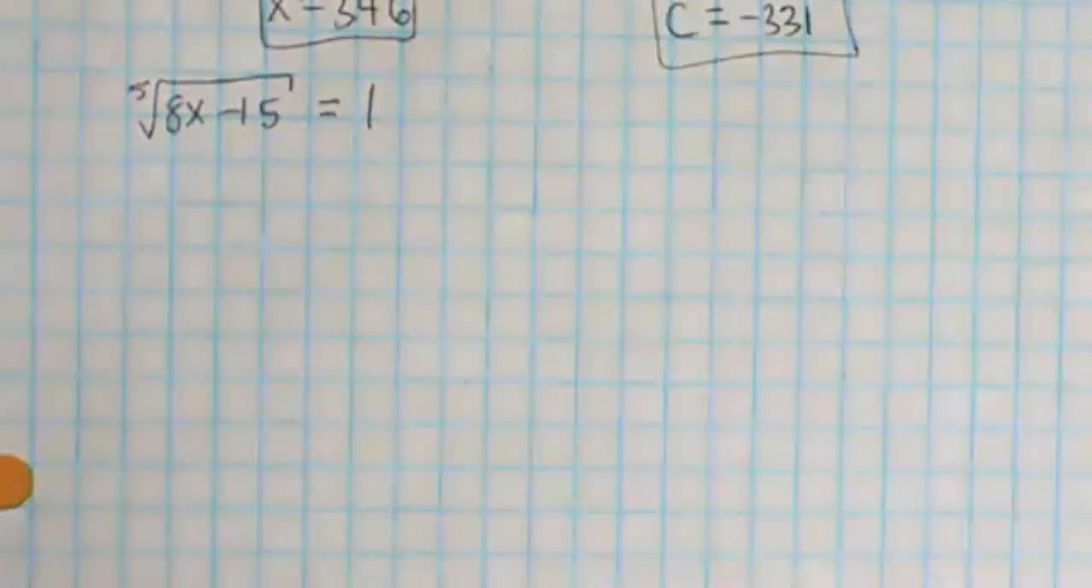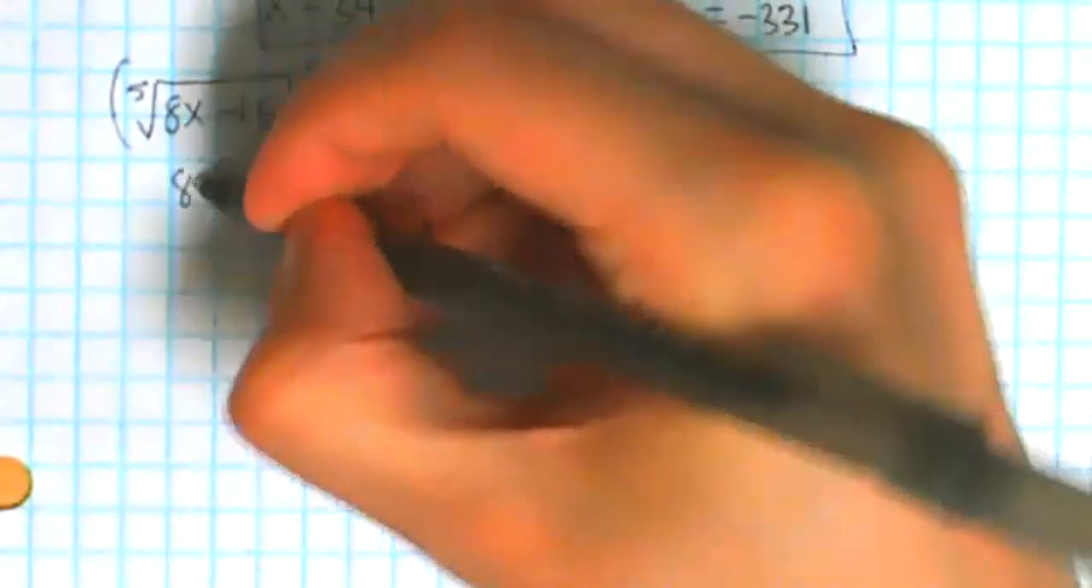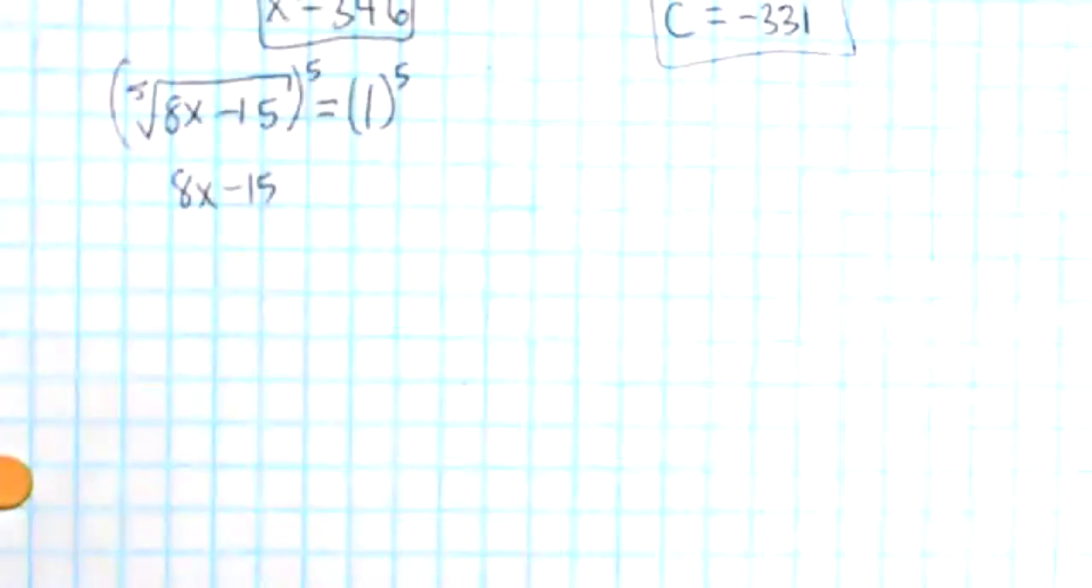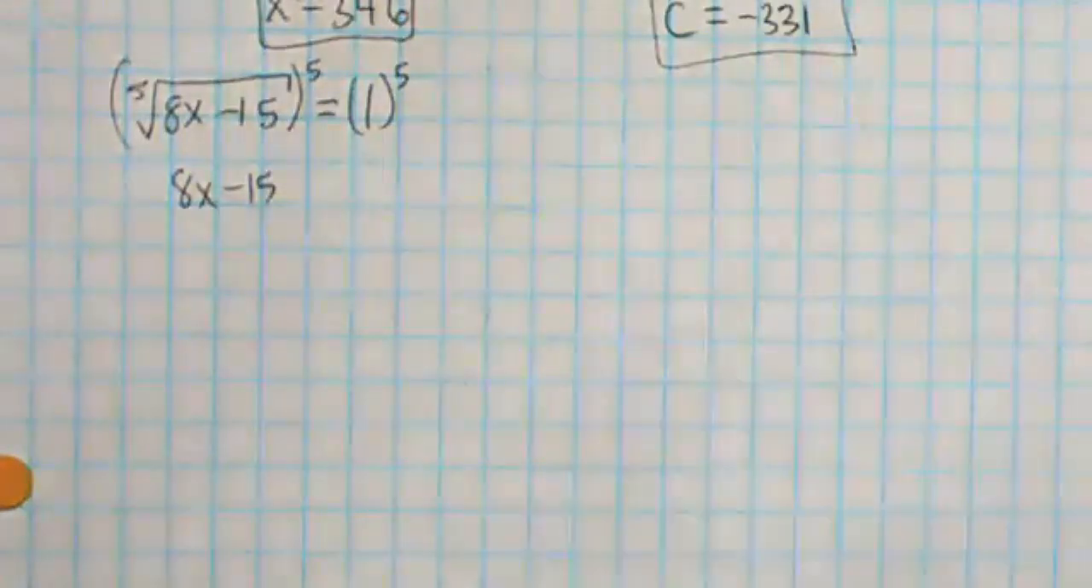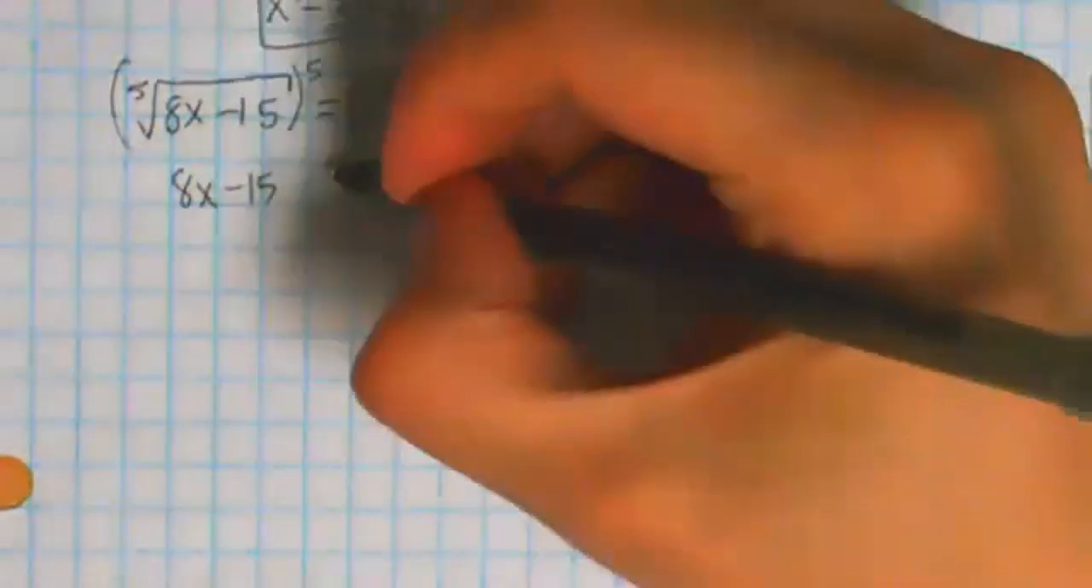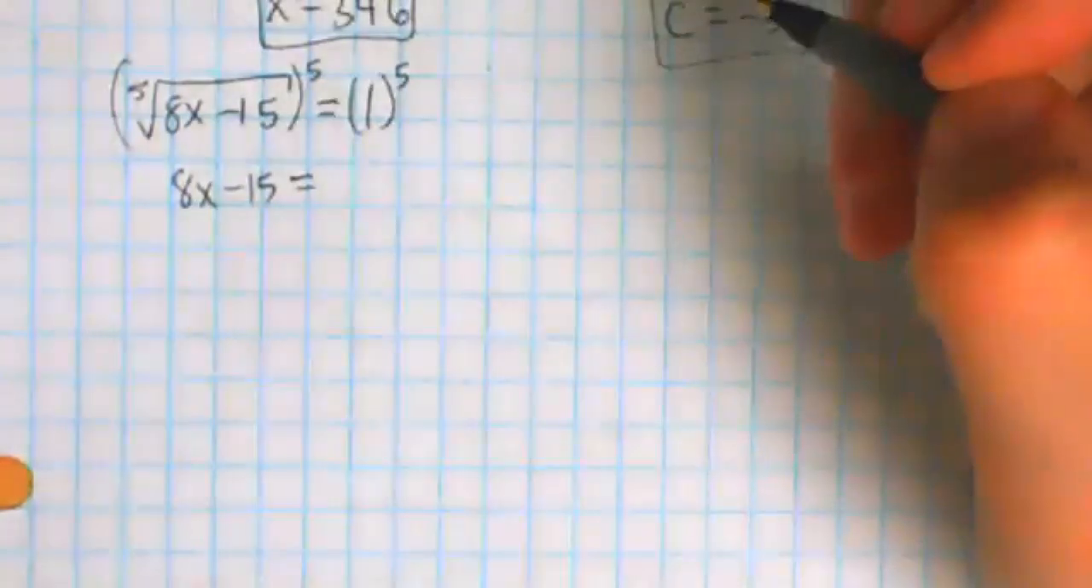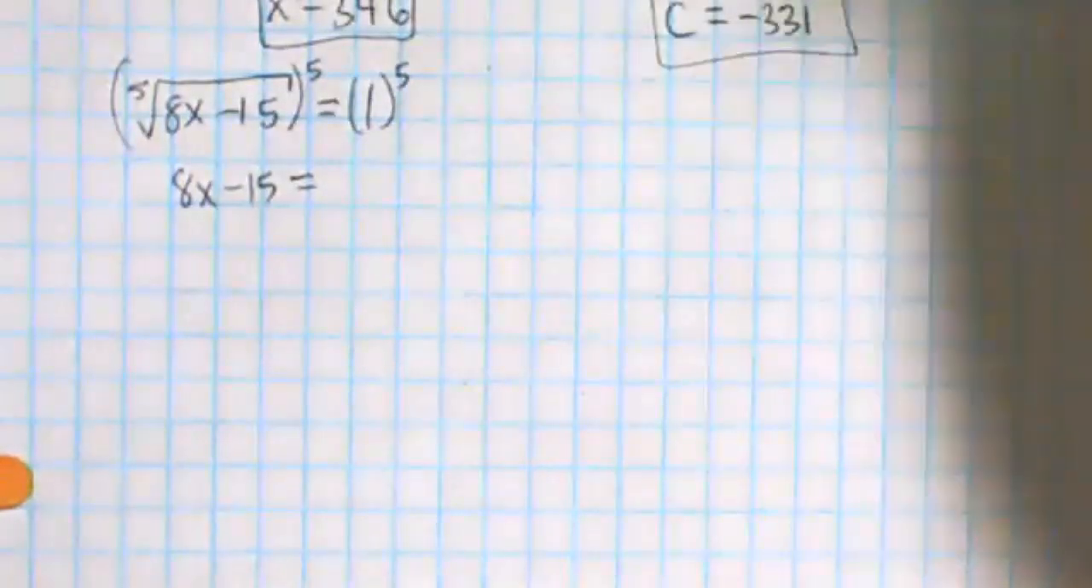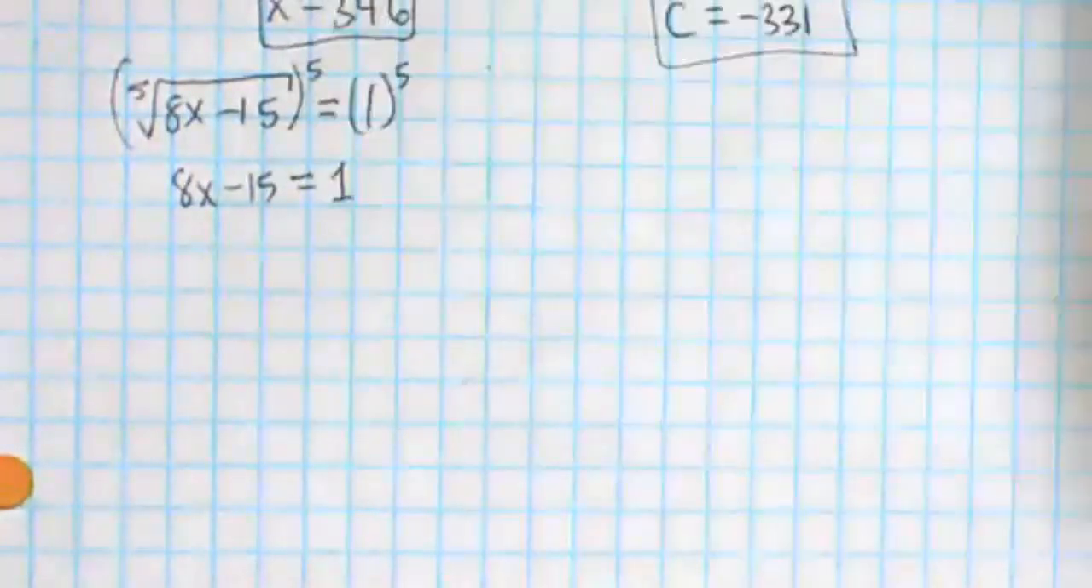And just like the previous problems that we worked on, this is going to proceed exactly the same way. We need to take both sides to the fifth power to undo our fifth root. Now, obviously, the fifth root of 8x minus 15 to the fifth power is just 8x minus 15. But we need to figure out what 1 to the fifth power is. 1 to the fifth power is 1 multiplied by itself 5 times, which is just 1.